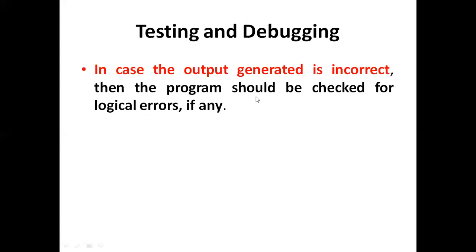That's why it is giving the output as 10. In such cases you need to recognize the logic where the problem has arisen, and you need to solve and overcome those logical errors. Such a thing we call this: if the output generated is incorrect, then the program should be checked for logical errors, if any.